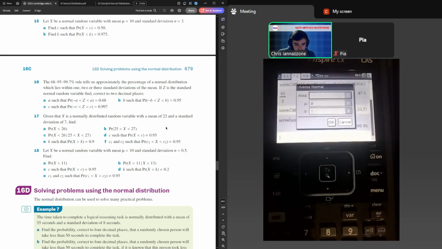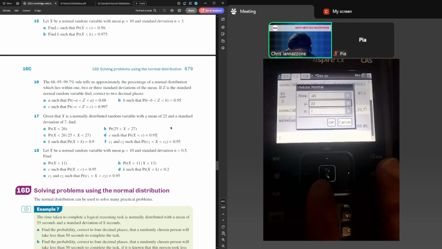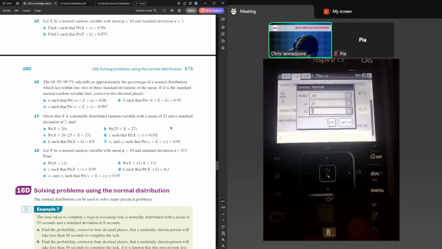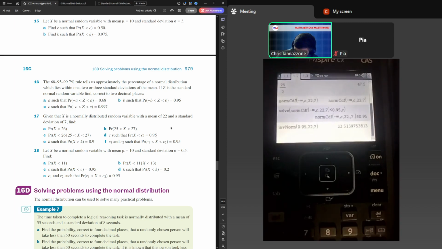The thing to use under this circumstance is the inverse normal. So the circumstance there is that you know the total area that you're trying to encompass. In this case, we do. It's going to be a total of 0.95. We know the mean, which is 22. And we know the standard deviation, it's going to be 7. That's the type of function that's best suited for this.